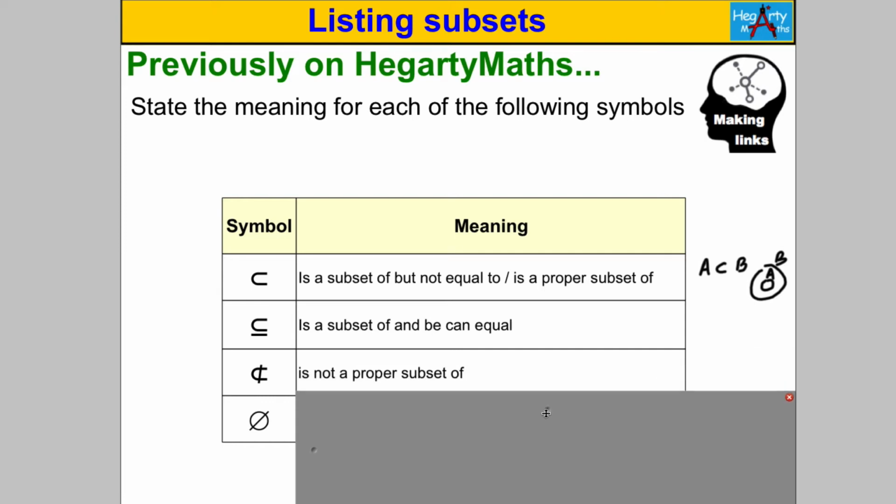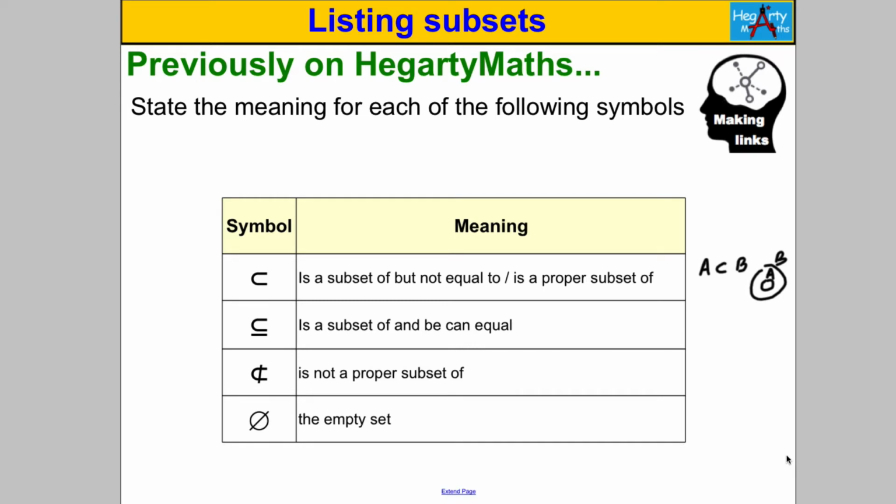The next one means is not a proper subset of. And the last one is the empty set. Remember a rule we talked about previously. The empty set is a subset of any set. Okay, it's always a subset of any set you've got at all, so any one you can think of. So that's a rule.